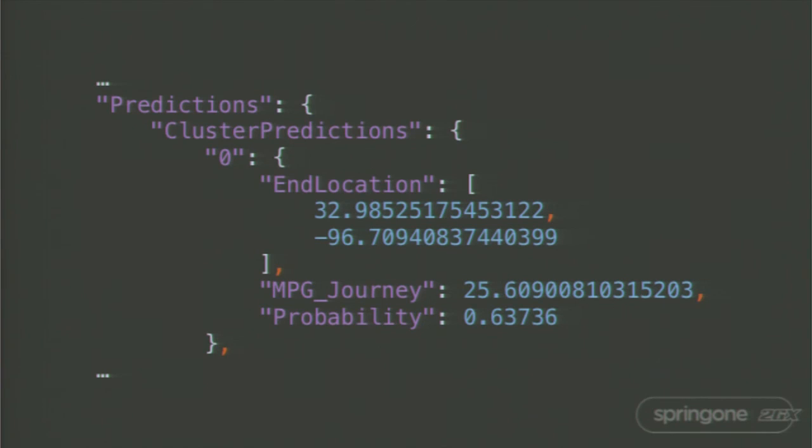The way that's represented in the JSON is with this cluster. So we have predictions, cluster predictions, and the cluster predictions is an array of each potential journey. It's got an ID, it's got the lat and longitude of the endpoint, so the destination, the miles per gallon for the journey, so in other words, historically the miles per gallon for that, and then finally the probability, so how likely is this one to be the one.